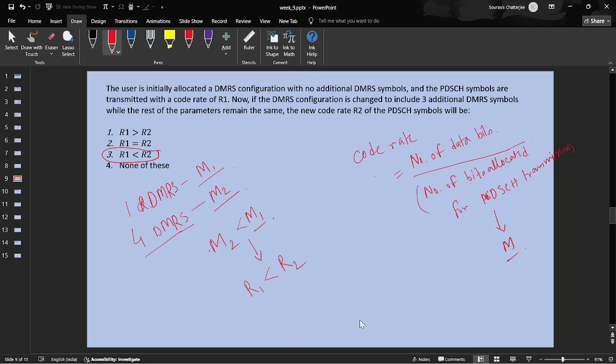What you point out is absolutely true. If my channel is already good, why should I afford to transmit three additional symbols? That is true, but that's more practical. In this question, we are trying to capture the understanding of what happens when everything remains constant and we transmit more DMRS, how the scenario will change. We are just trying to capture the effect of only the DMRS configuration change and nothing else.